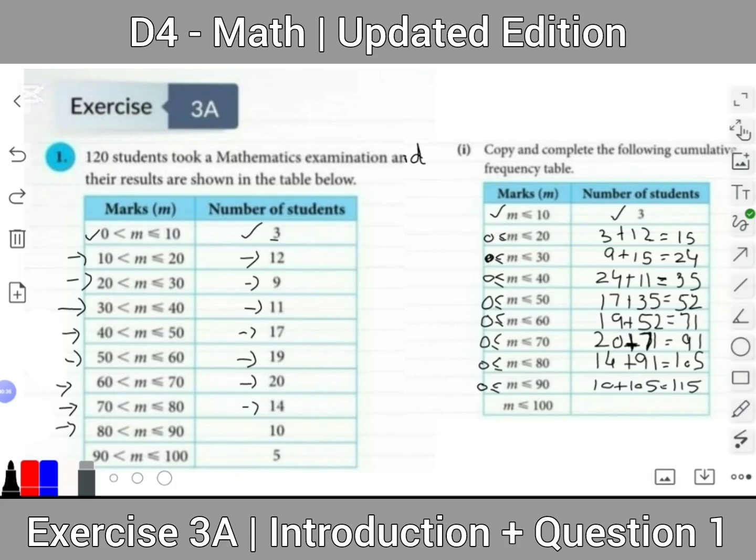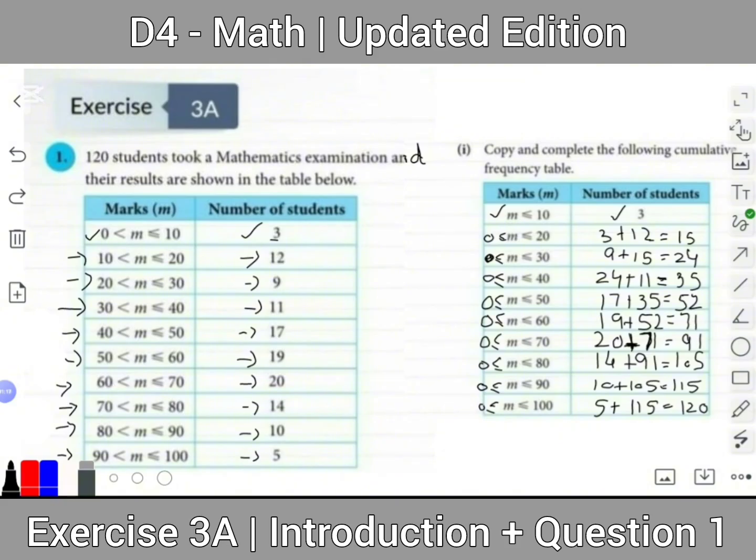For the last interval from 90 to 100 with a frequency of 5, the marks now need to go from 0 all the way up to 100. Now we are going to get all of the students. We can add on this new frequency of 5 into the previous total, and that was 115. So 5 plus 115 gives us the cumulative frequency of 120.